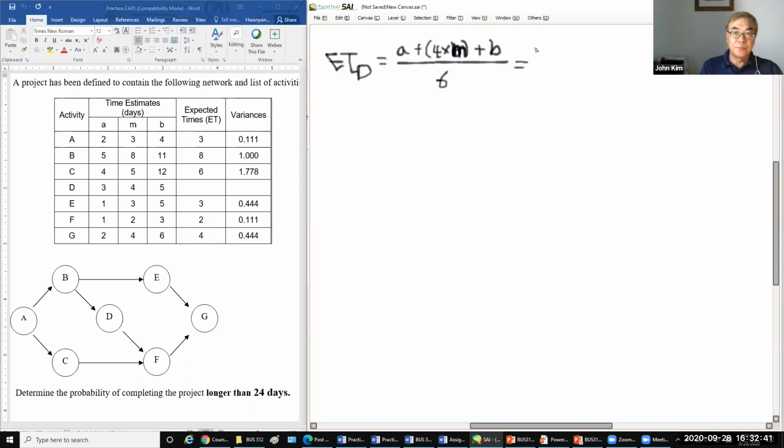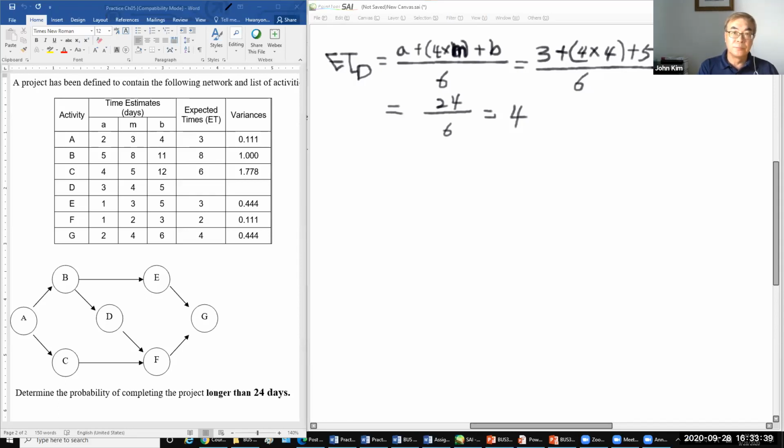equals A is 3, plus 4 times 4, plus 5, divided by 6, equals 24 over 6. So that is 4. So here, four.